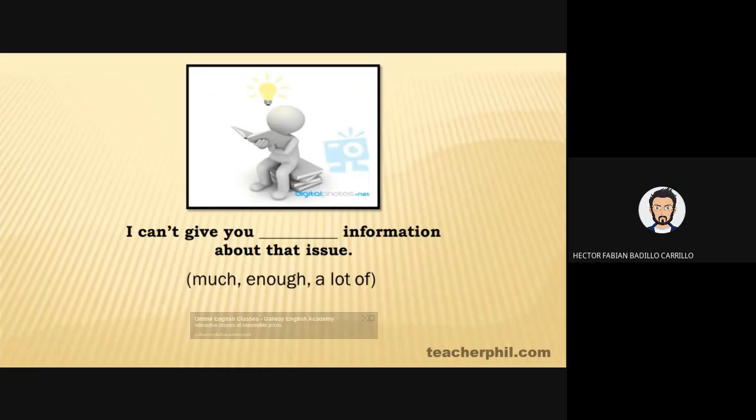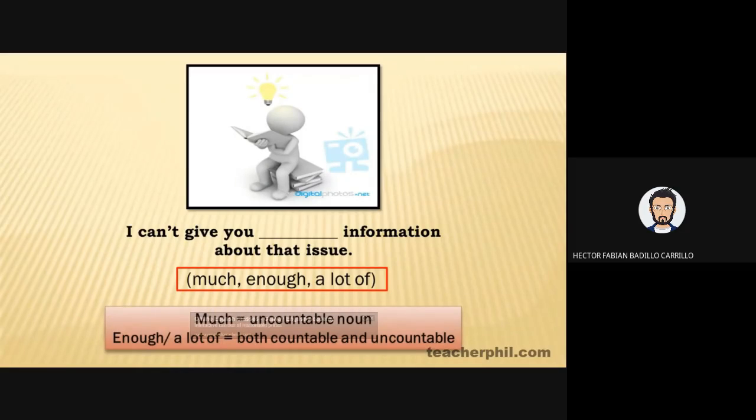The correct answer is all three of them. Why? Because information is an uncountable noun. Much is used for uncountable nouns, while enough and a lot of are both used for countable and uncountable nouns. That's why all three of them can be used.